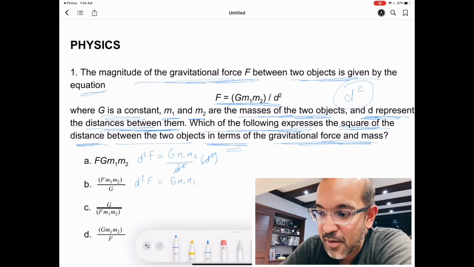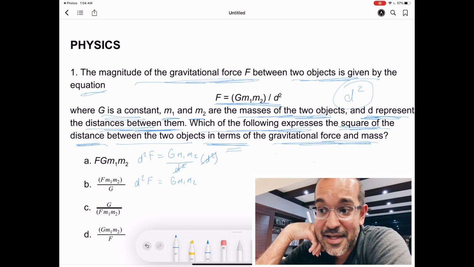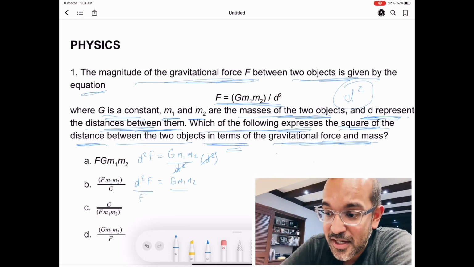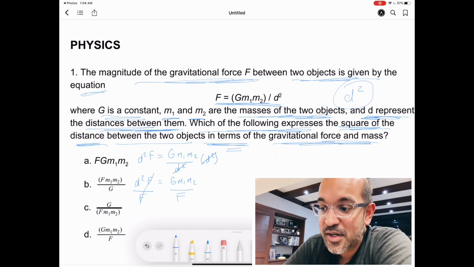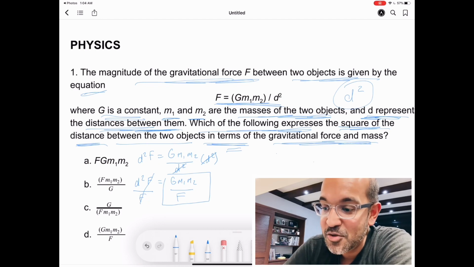and on the left now we just have D squared F equals G M1 M2. Well, if we just want to solve for D squared, our last step is just what? Divide both sides by F, okay? And what do we have? D squared equals G M1 M2 over F, right? So D squared equals, this is what we're looking for, the square of the distance equals G M1 M2 over F, which is in which of the answer choices? Answer choice D.